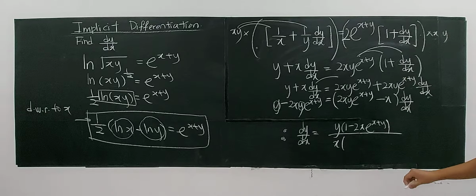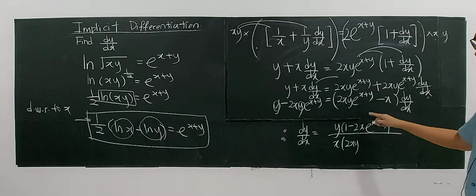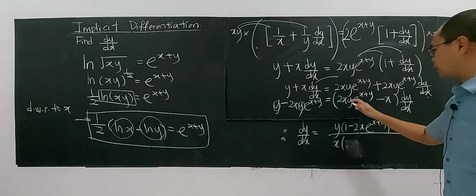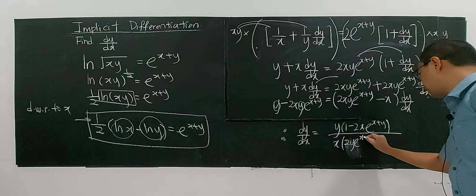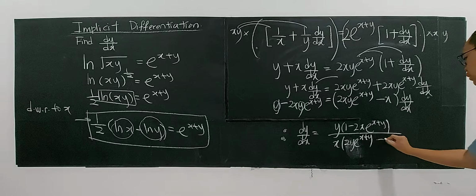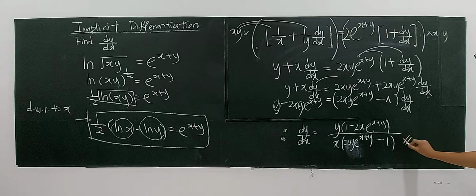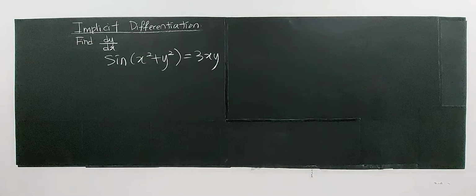So if I factorize the x here, I have 2xy, sorry, as I already factorized the x, so I have 2y e^(x+y) minus 1. So this will be your dy/dx for this implicit function here. Alright, hope you understand. I'll give you one more example. Alright, this will be the last example for this video.